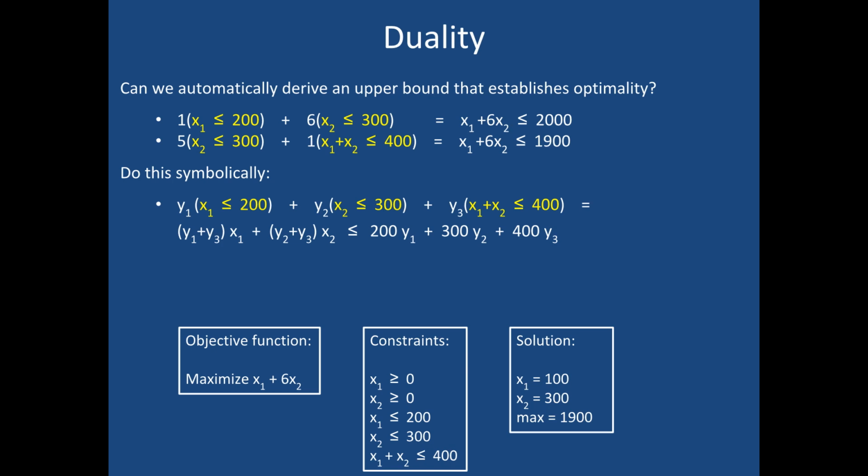Presumably, if we solve for these coefficients, we would get that y2 plus y3 is going to be 5, and where's the 400 one? Y3 is going to end up being 1, and the other is going to end up being 0. But in general, how can we solve for these coefficients? How can we figure out what values these variables should have so that we get the bound that we want?